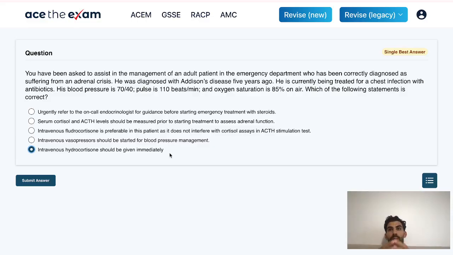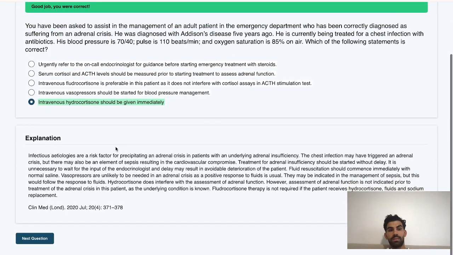So we want to replace the cortisol, that is the primary goal here. And with hydrocortisone being a glucocorticoid, that is the mainstay of treatment. Along with that, we also want to aggressively fluid resuscitate the patient. So we'll mark that and we can see that that's correct. And we have a great little explanation there as well.